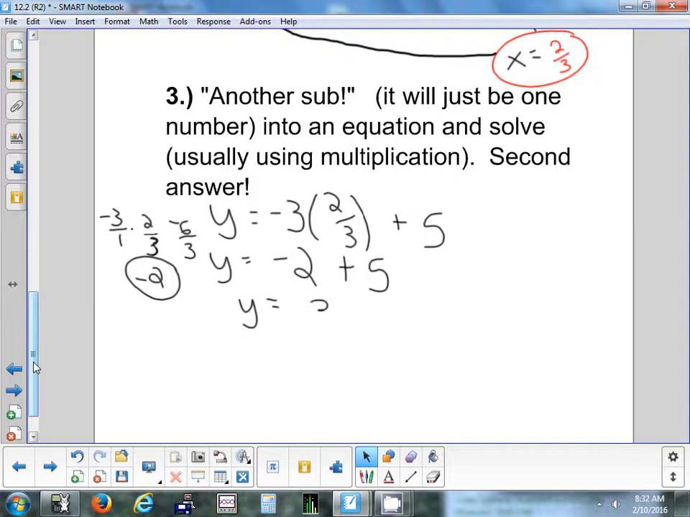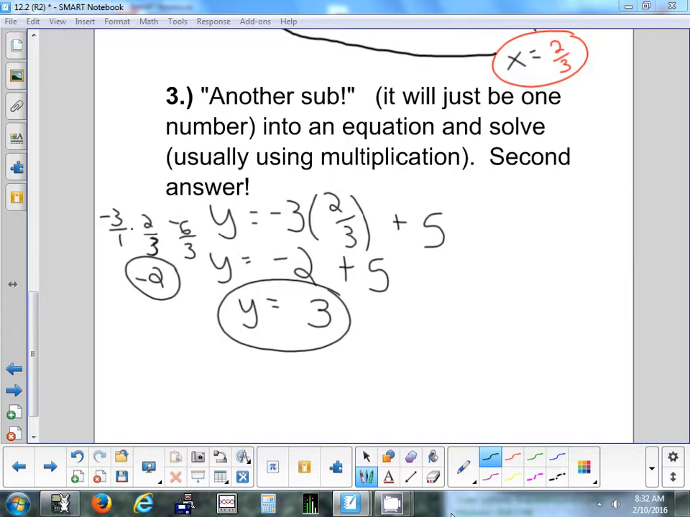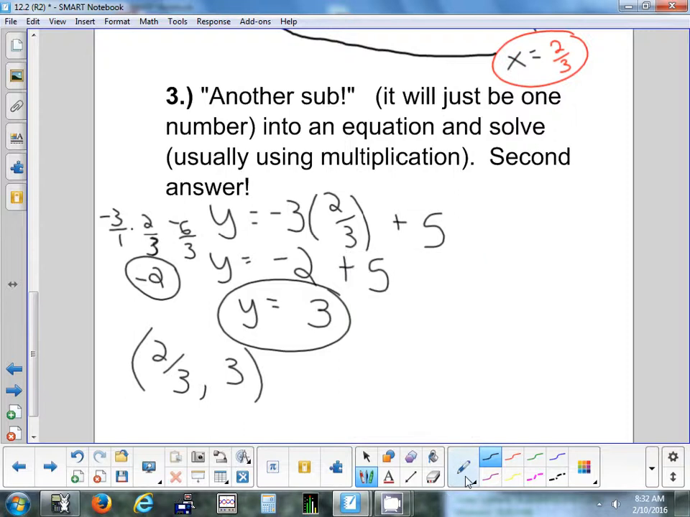So here's my two answers. X equals 2/3, Y equals 3. And we can write it like this: 2/3, comma, 3. Or if you write it X equals 2/3, Y equals 3, that's fine too.